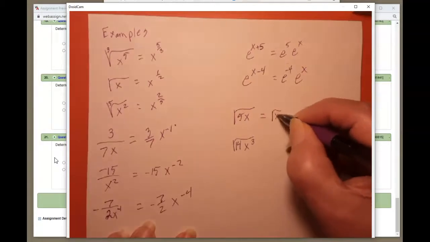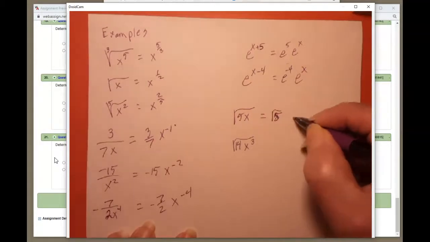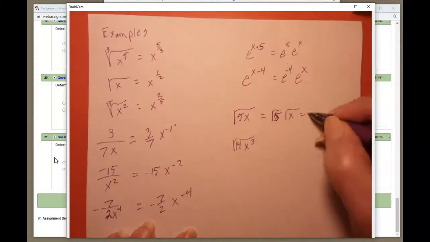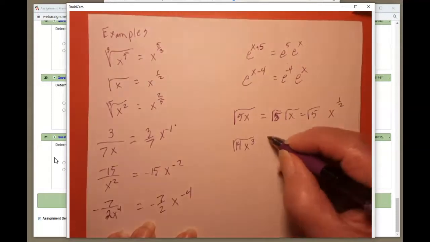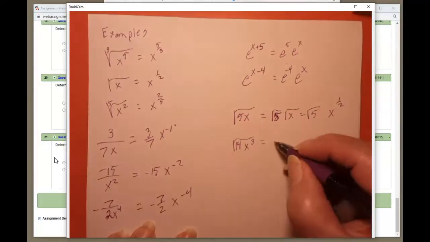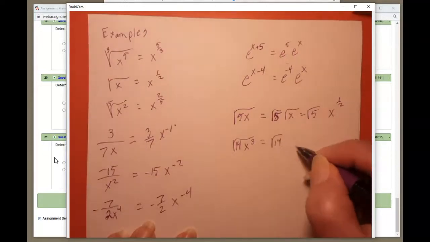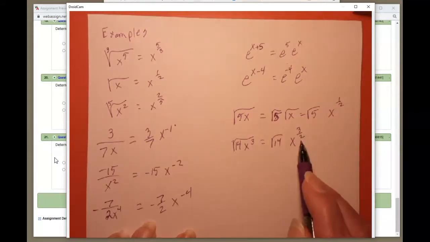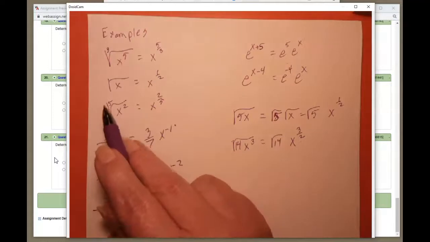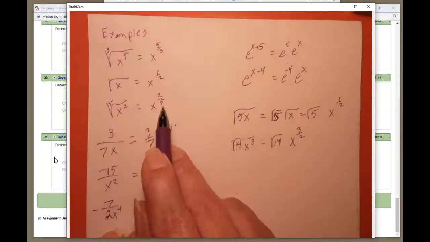This is the square root of 5 times the square root of x, which I can write as the square root of 5, x to the 1/2. Same with this one. This is the square root of 14 times x to the 3/2. Square root means half power. Fifth root means fifth power.